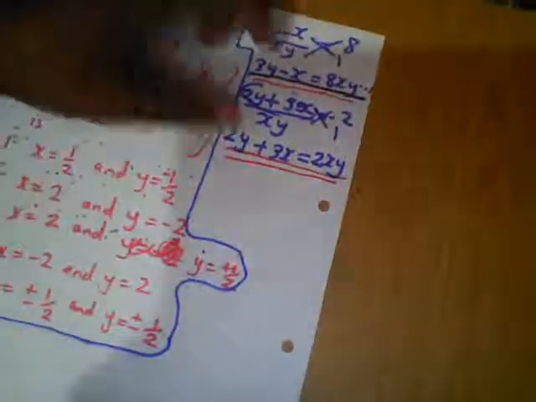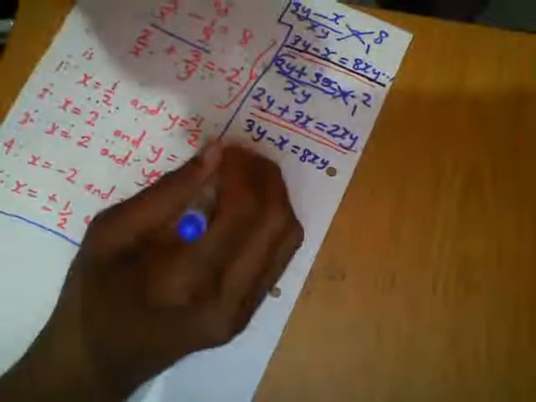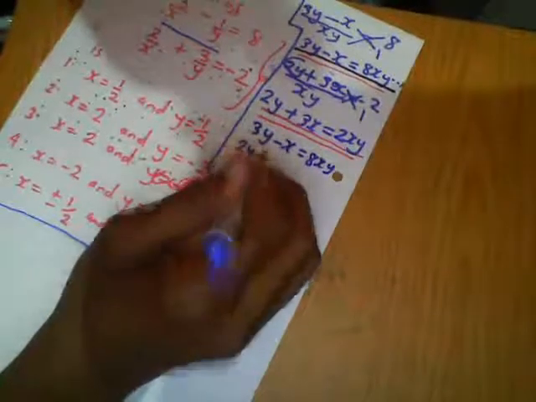I have this equation and this equation. Let's solve them simultaneously again. So now let's solve them by elimination. So now we have 3y minus x equal to 8xy, and 2y plus 3x equal to 2xy. So I'm going to solve these simultaneously until we get the last answer.